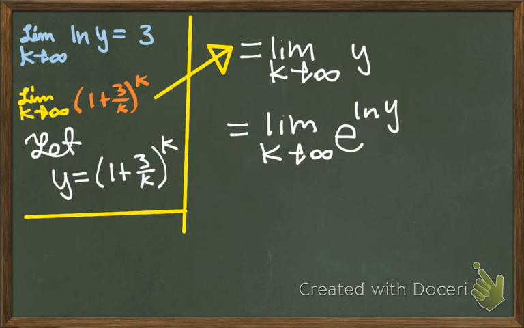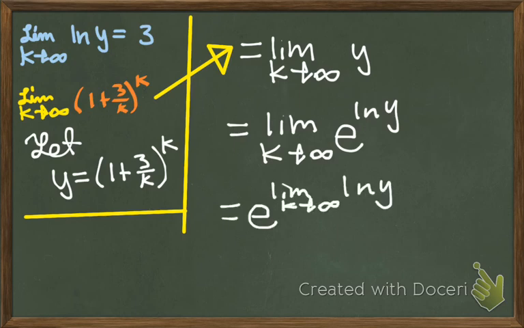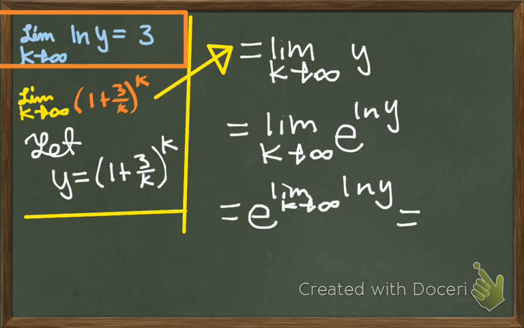Now what? The exponential function is continuous, and I can pass the limit up. It's a property of limits and continuous functions. But look over there on the left-hand side. We know the limit of the natural log of y is 3. That's why we have e to the 3. Now, what have we done? We've successfully run the root test, and our limit as k goes to infinity of the kth root of 1 plus 3 over k to the k squared turned out to be e to the 3.